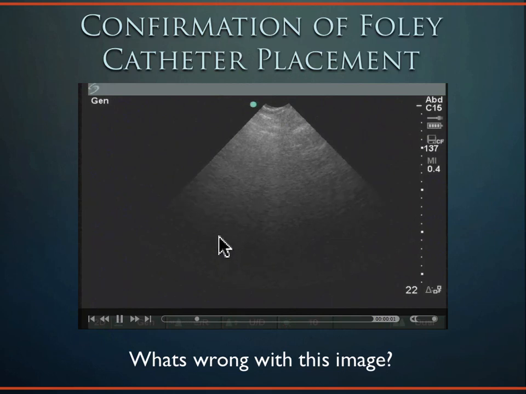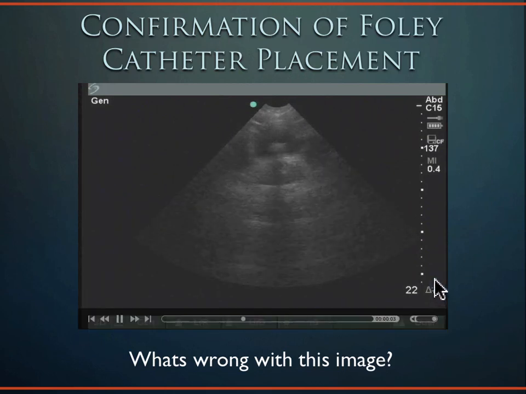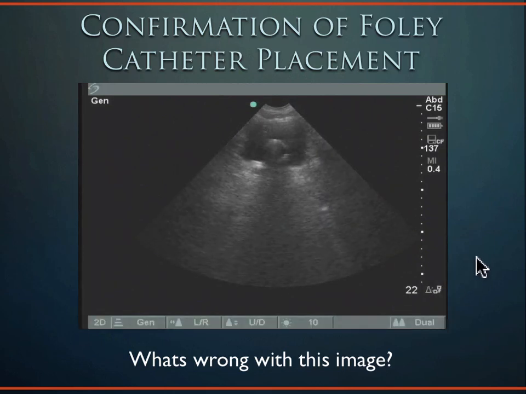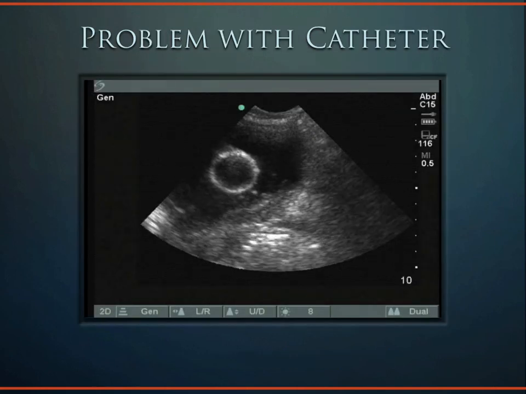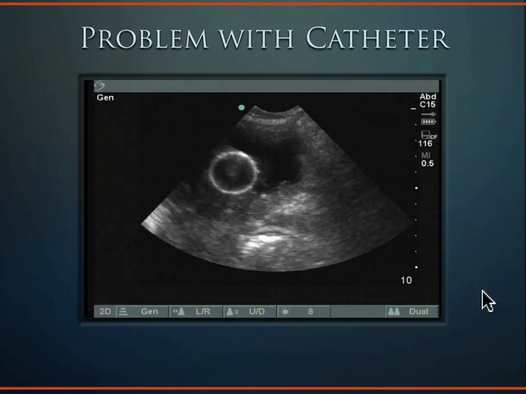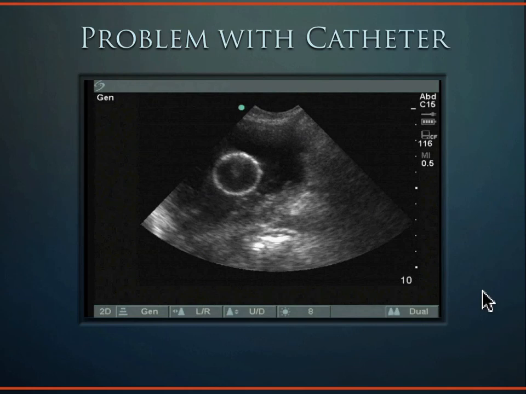But what's the problem with the image? The depth is down to 22, right? So we need to decrease the depth. So we go ahead and do so. So here we've decreased our depth to 10 centimeters. And now the patient still complains of urinary retention, that the Foley's not putting out urine. And so we said the next step is to just change the Foley catheter, right?